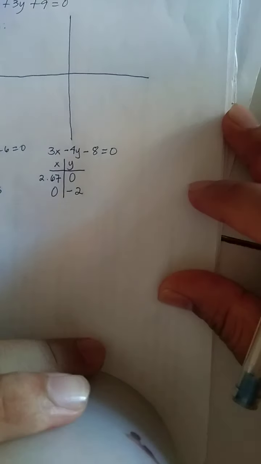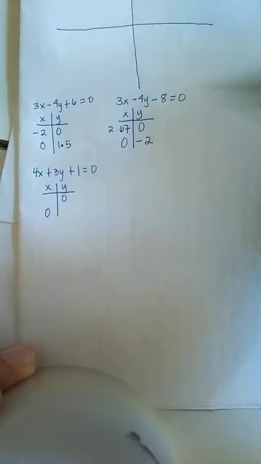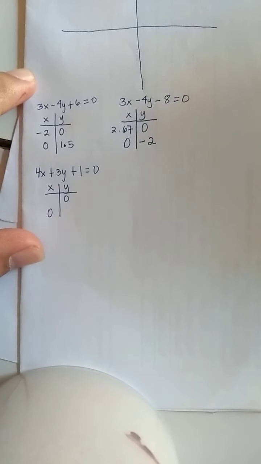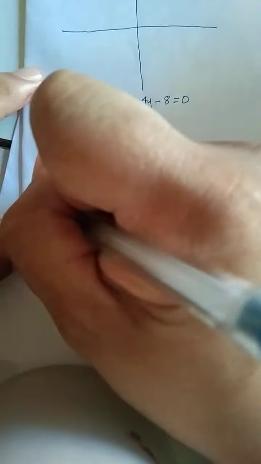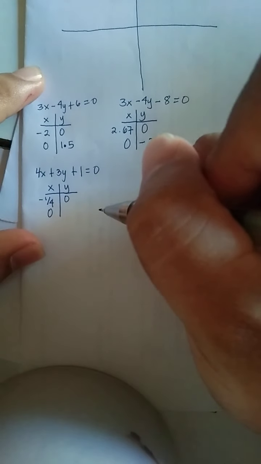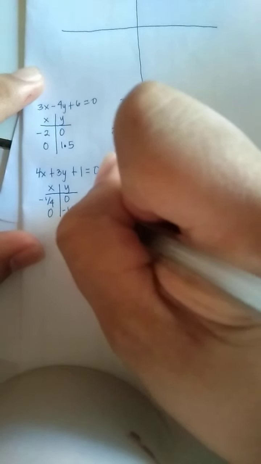Maybe we should continue instead with the third line. Our third line is 4x plus 3y plus 1 equals 0. Let's label the intercepts. When y is 0, x is negative 1/4. When x is 0, y is negative 1/3. So this one is negative 0.33, and this one is negative 0.25.